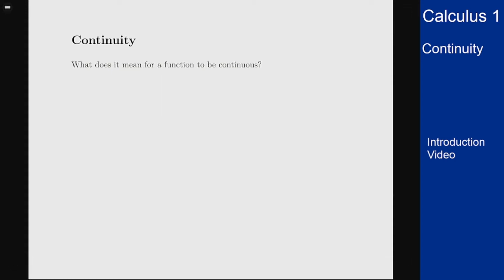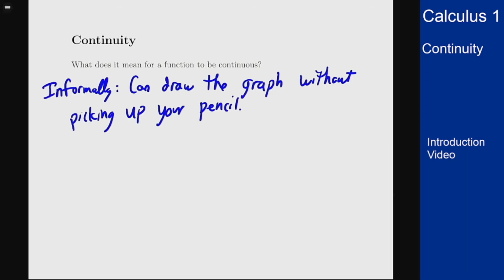In this video, we'll talk about the idea of continuity. What does it mean for a function to be continuous? Well, in the informal sense, it means you can draw the graph without having to pick up your pencil. It means sort of a nice function. The graph does nice things, it's reasonable, it behaves correctly.